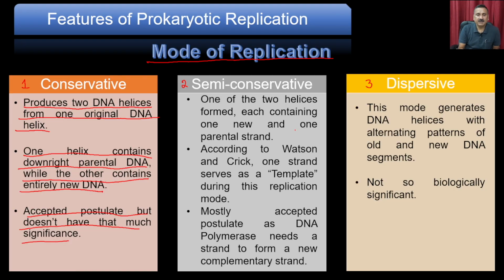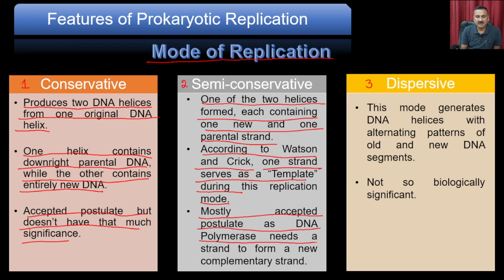Then the second mode is called semi conservative. So, each of the 2 helices formed contains 1 new and 1 parental strand. According to Watson and Crick, one strand serves as a template during the replication. Mostly accepted postulate, as the DNA polymerase needs a strand to form a new complementary strand.